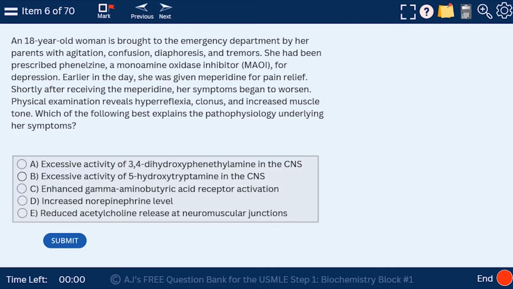Alright, question 6. Here we have a really exciting question, because this is actually a case that happened in history in 1985, a famous case. Let's talk about it. We have this 18-year-old woman who's brought to the ED by her parents with agitation, confusion, diaphoresis, and tremors. She was on a monoamine oxidase inhibitor for depression, and she was given meperidine for pain relief. Actually, in the true story, there was also some evidence of cocaine use, but we'll leave that out over here.